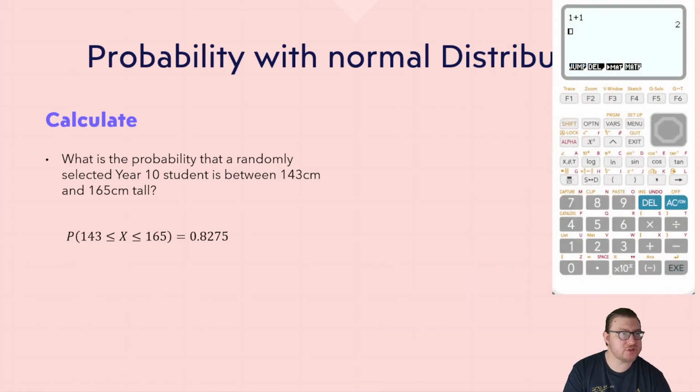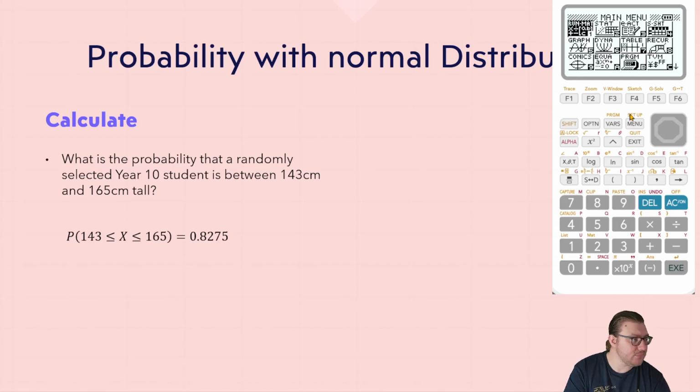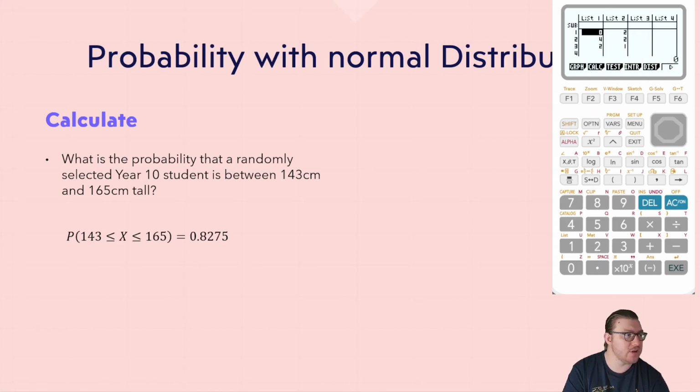You should be able to see the calculator now. If you go into the menu and press 2, usually it's 2, you want to go into the stats menu, and it will give you a table. We're not actually going to use this table. You can delete all the information that's in there. That's fine.